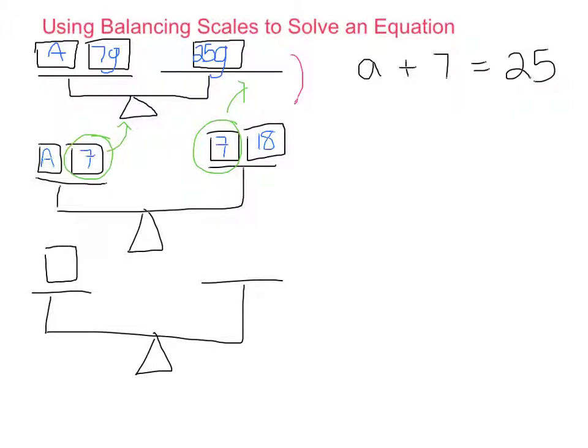So now that I've gotten rid of both of the 7s from both sides of the balance scale, I am now left with A equals 18. So in this example, that unknown mass, the A, equals 18. However, the next step to fully show your work would be to take that 18, put it back into your balance scales, or put it back into your equation, and verify your solution, to make sure that you didn't make a slight mistake, and to make sure that it is true. So both sides of your equation are now equal.